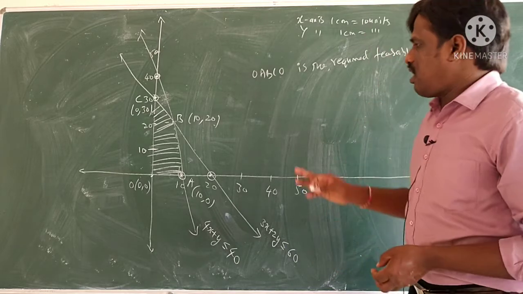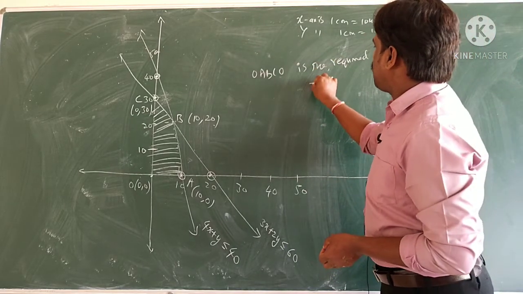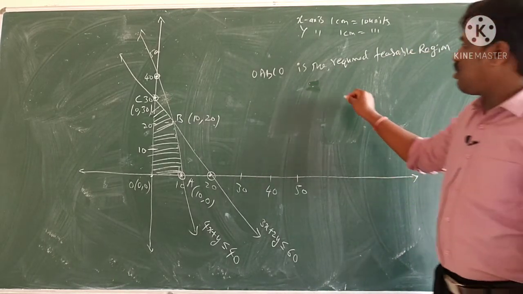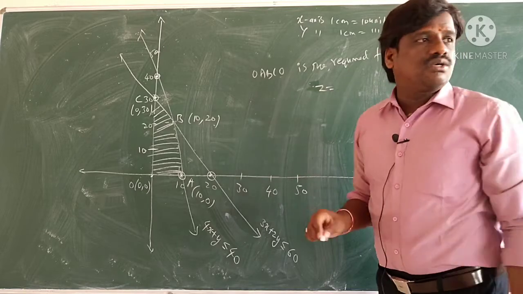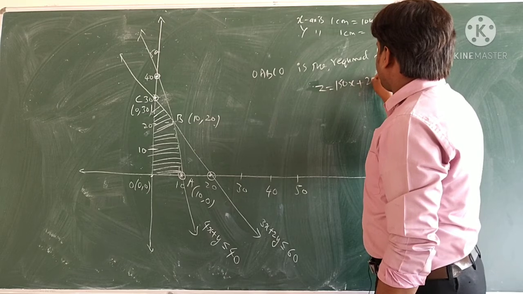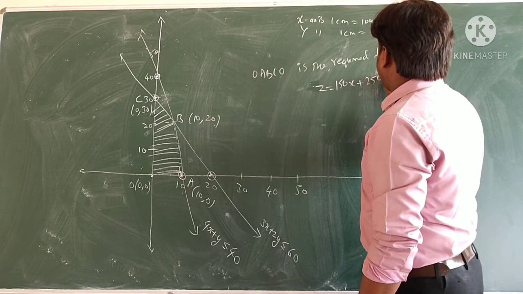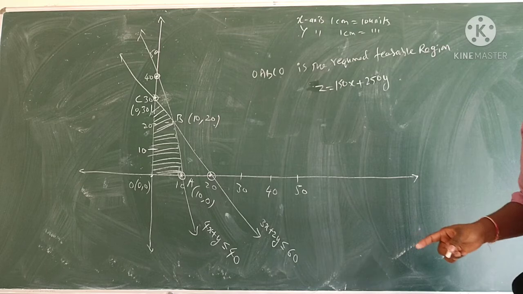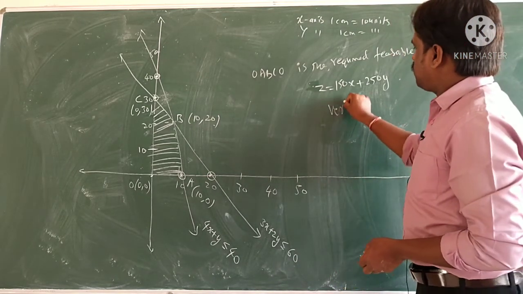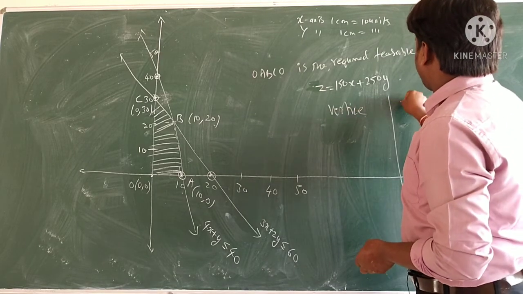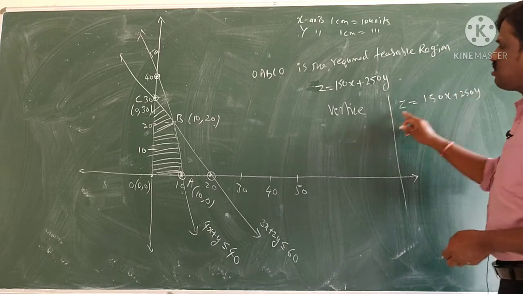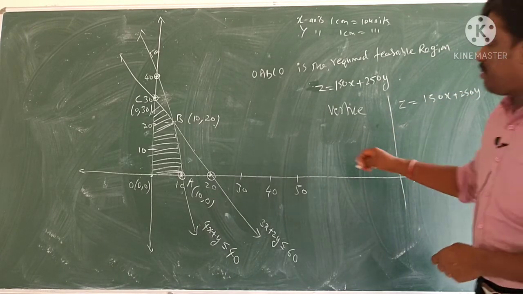Then we have to plot these points in the complex they have given. So after the graph you have to write these steps. Z is equal to 150x plus 250y. Now you have to substitute all the points and see the maximum. So you write the vertices and you write the profit function Z is equal to 150x plus 250y. Don't write these things on the graph paper, write them on a separate paper.